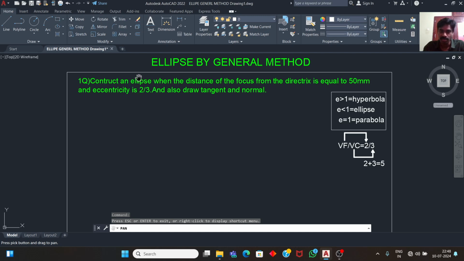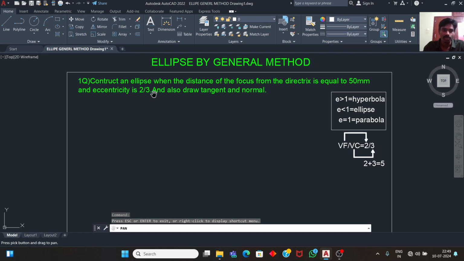In some cases, they will not mention the curve. For example: construct a curve when the distance of the focus from the directrix is 50 mm and eccentricity is 2 by 3, and also draw the tangent and normal. So they didn't mention the curve name. In that case, we will consider the eccentricity value. Based on this eccentricity value, we will name the curve.